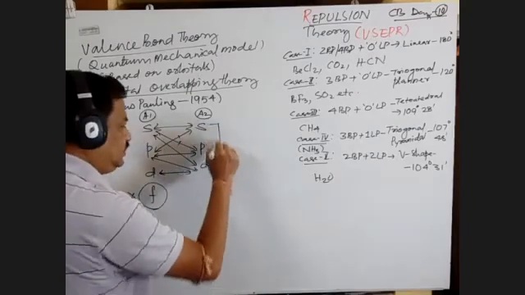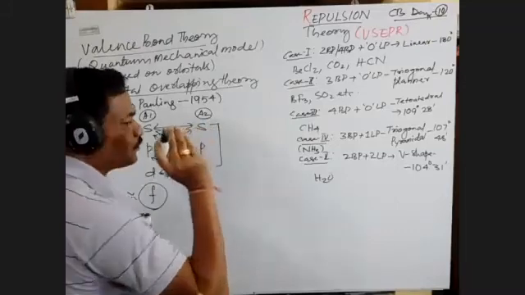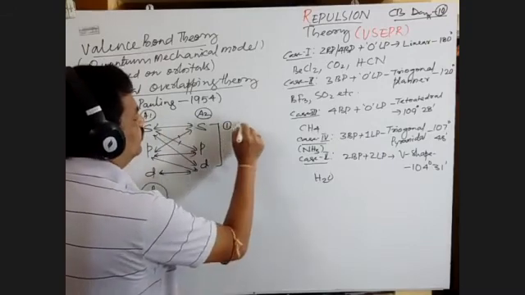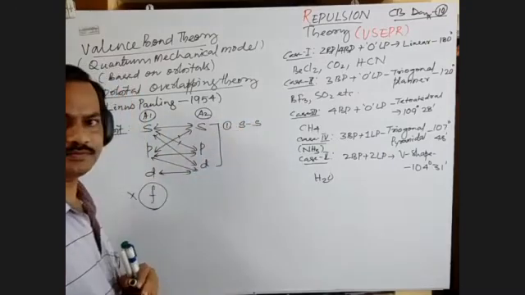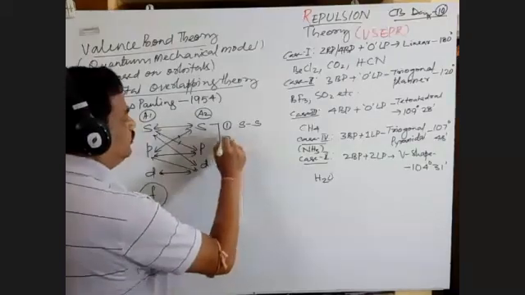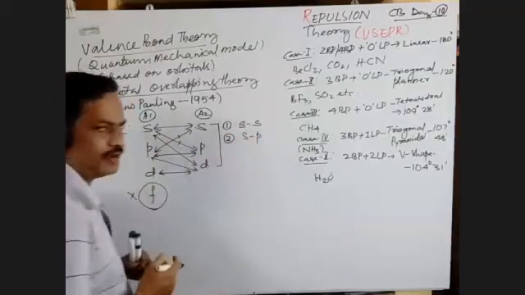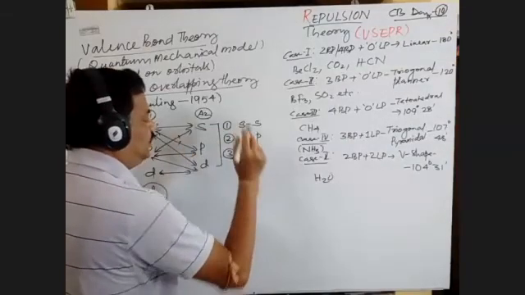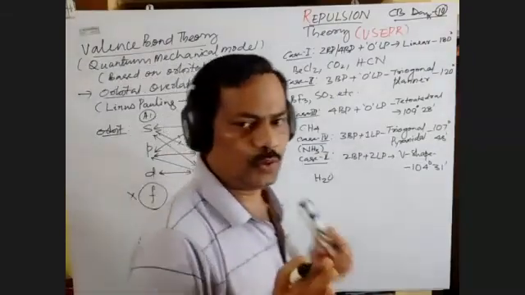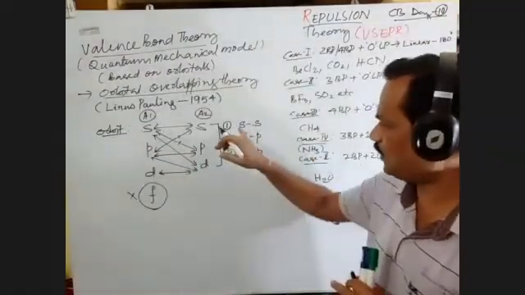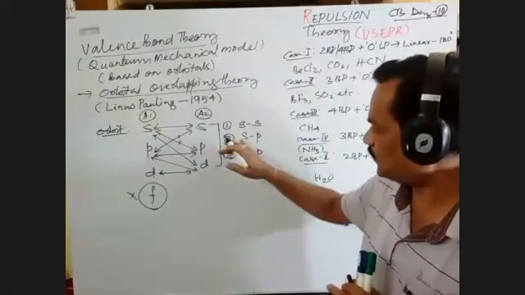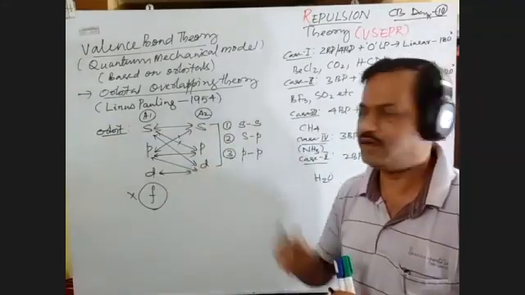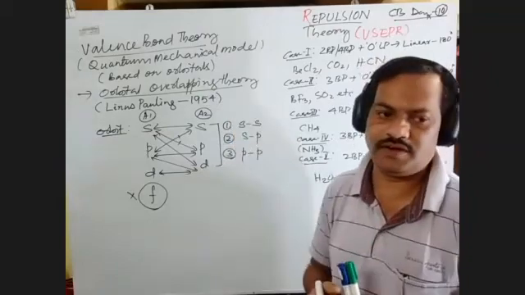Here in this lesson we are going to discuss only three types of overlapping. The first is called SS overlapping, the second is SP overlapping, and the third is PP overlapping under this theory. The rest of the overlapping you will study in your intermediate second year.